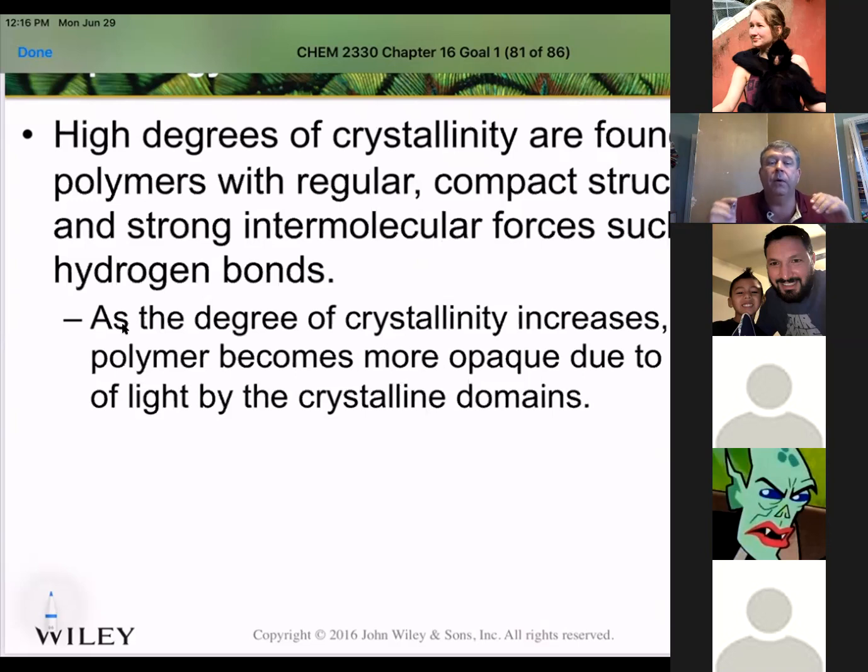One of the other things that we need to think about is the more crystalline something is in a polymer, the more opaque it is, because those crystals cause scattering of light. So when you see a plastic that is white or opaque, that has a lot of crystalline domains in it. Things that are clear have smaller crystalline domains and a more amorphous structure, more non-crystalline areas. Okay?